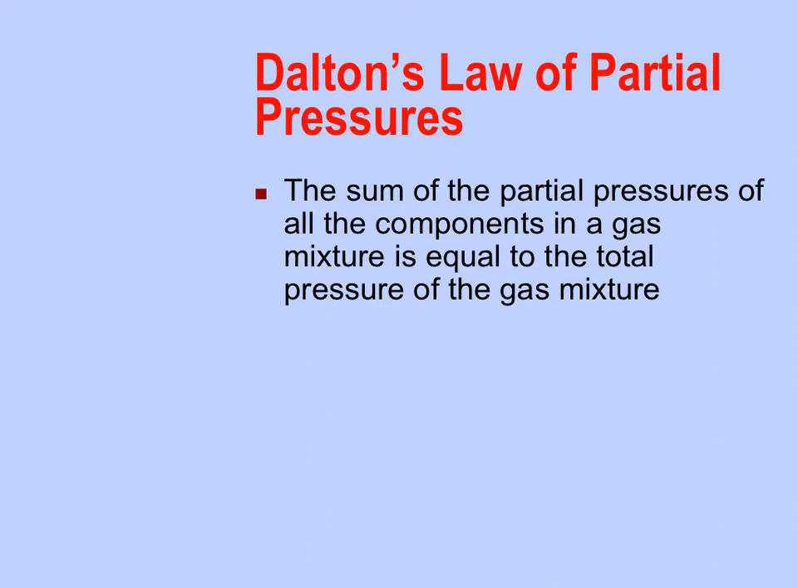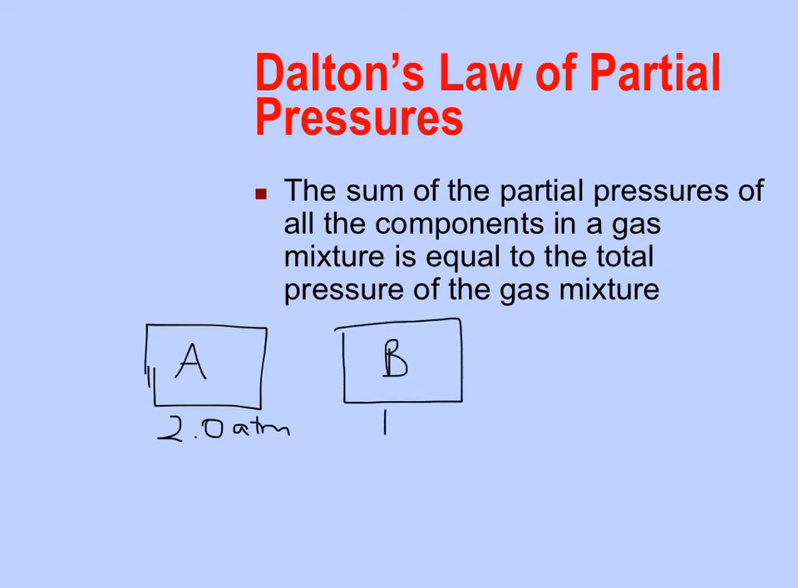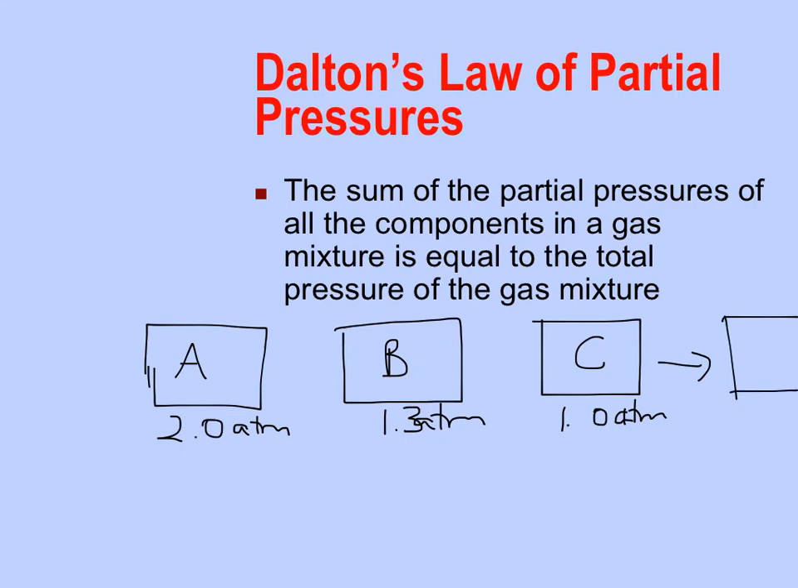Another way to look at this, again, the sum of the partial pressures of all the components is equal to the total pressure of the gas mixture. Suppose we had 3 different types of a gas. Let's suppose we had gas A, and it had 2.0 atmospheres of pressure. Same size container, gas B was 1.3 atmospheres, and gas C was 1.0 atmospheres, and we mixed all of these together in the same size container, A, B, and C.